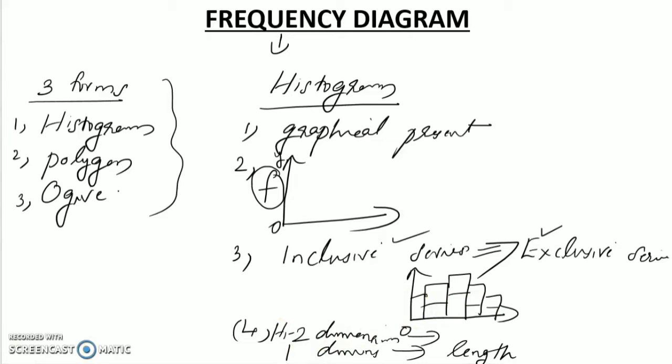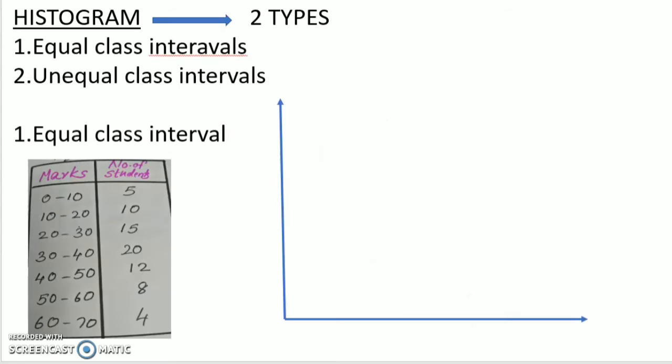Now, histograms of frequency distribution are of two types. What are these two types that we can study now? These two types are histogram of equal class interval and histogram of unequal class interval. First one, histogram of equal class interval, and second one is histogram of unequal class interval. First we can see an example of equal class interval.